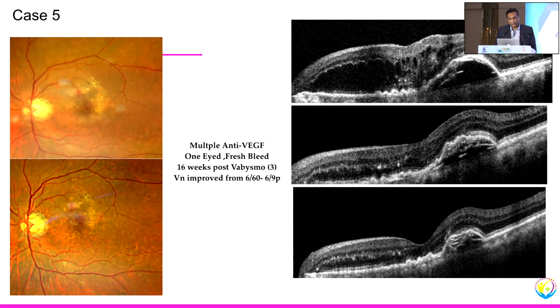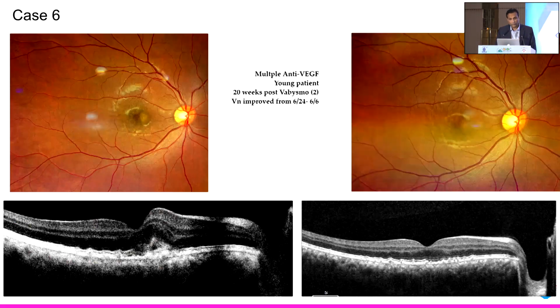This is a one-eyed 80-year-old gentleman. You can see the intraretinal subretinal fluid and the PED. And after 3 Vabysmo injections, this is 16 weeks post 3rd Vabysmo. You can see the serial OCTs. There is a reduction of the PED height and a complete resolution of the intraretinal fluid. And the patient is maintaining around 6/12.